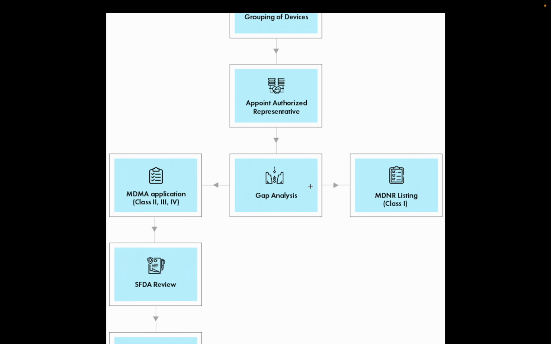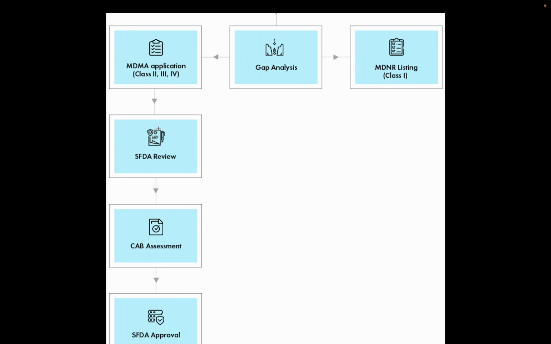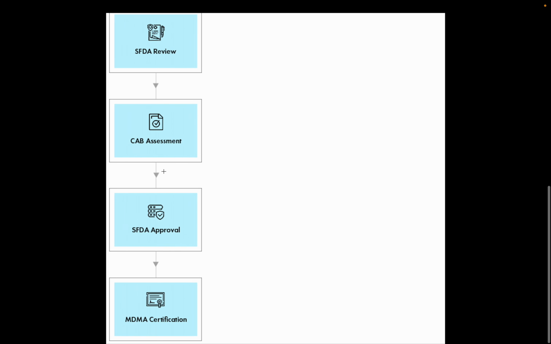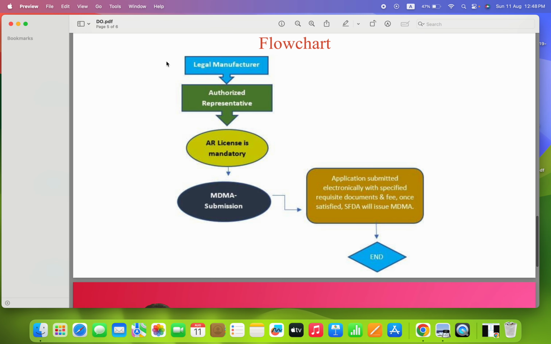So if it is a class 1 medical device, I need to go with the MDNR listing, as I told you earlier. If it is class 2, 3 and 4, I need to go with the MDMA application. Once I go with the MDMA application, the SFDA will start reviewing all my documents and then do the assessment. Assuming the assessment is done successfully, I'll get an approval from the SFDA and then the certificate in the form of MDMA, right? So I hope this is clear, my friends, right? So now let's go back to the lecture.